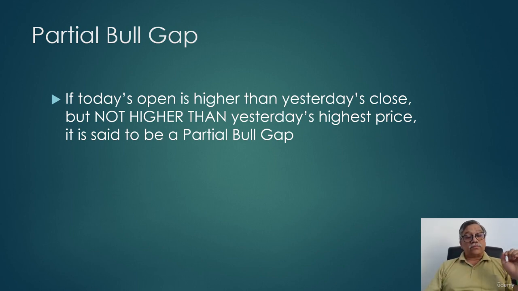Okay. So this is a partial bull gap. I repeat, what is a partial bull gap? Yesterday's close, today's open is above that, but not above yesterday's highest price. So yesterday's candle is overlapping with today's open, right? That is the partial bull gap.